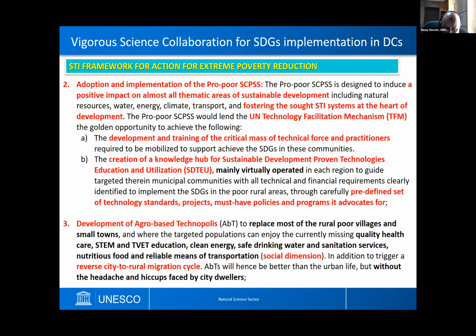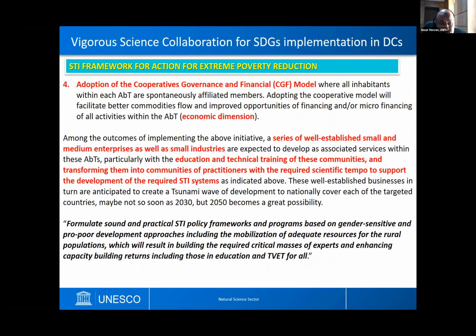The third pillar is to develop an agro-based technopolis to replace most of the rural poor villages and small towns. And by doing that, you're giving them quality healthcare, STEM and TVET education, clean energy, and so forth, which is the social dimension. In addition, this would trigger a reverse city-to-rural migration cycle, which means that those agro-based technopolis would be better than the conditions faced by city dwellers.